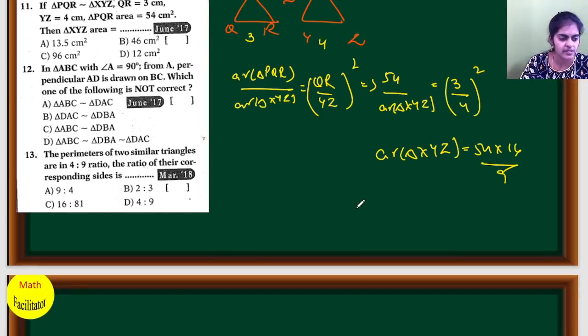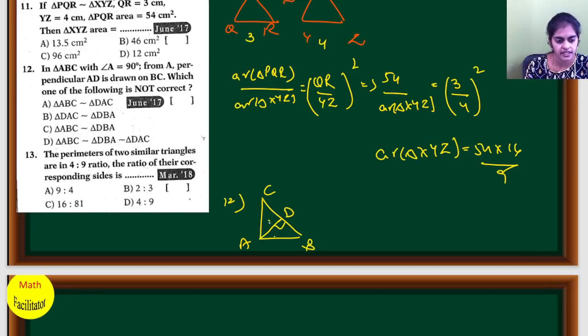Next question, in triangle ABC, angle A is 90. From A, perpendicular AD is drawn on BC. So which of the following is not correct? Question number 12: ABC is a right angle triangle, right angle at A. From A, AD is a perpendicular drawn.